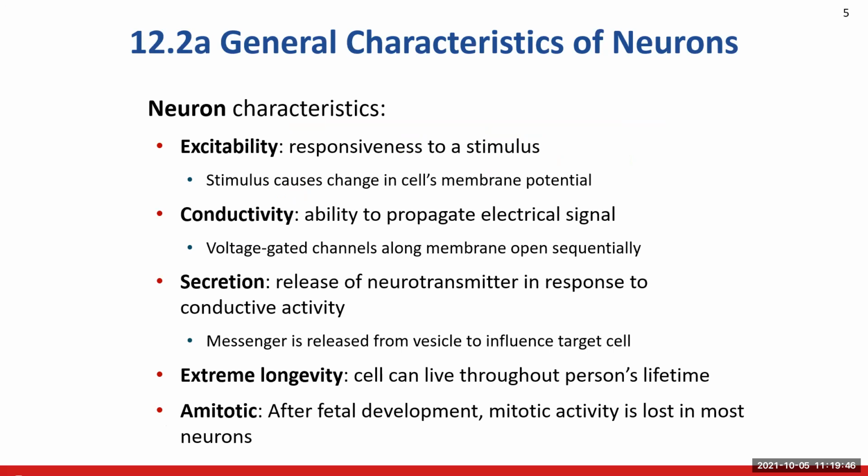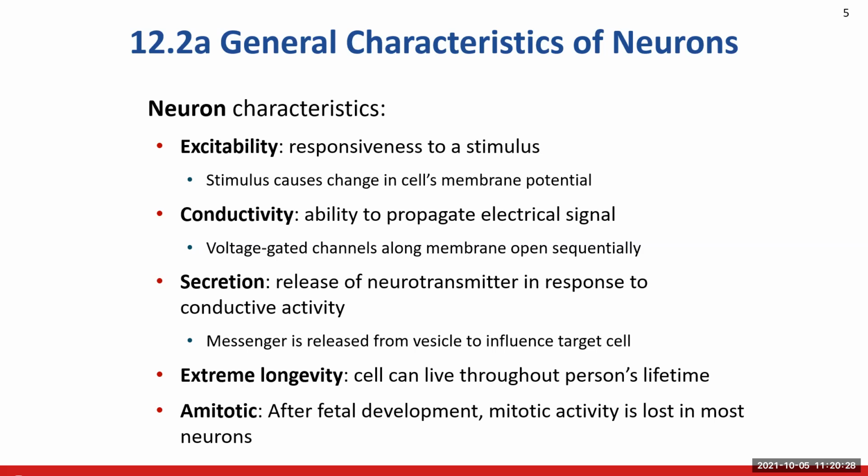The neurons are going to be the nerve cell that transmits information, electrical impulses. So we should learn a little bit about some of the characteristics. The first one listed up here is excitability. Basically, excitability is that this neuron, this cell, has a responsiveness to a stimulus. Prior to a stimulus, the neuron is at rest. But when a stimulus occurs, that stimulus is going to change what we call the cell's membrane potential.